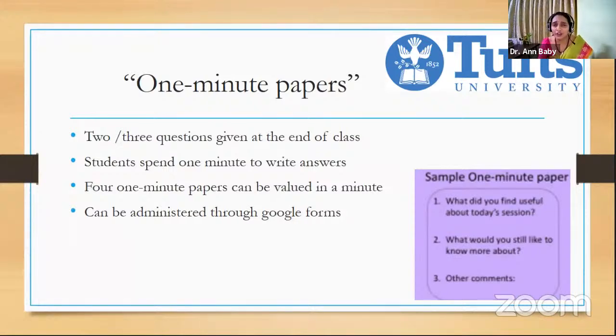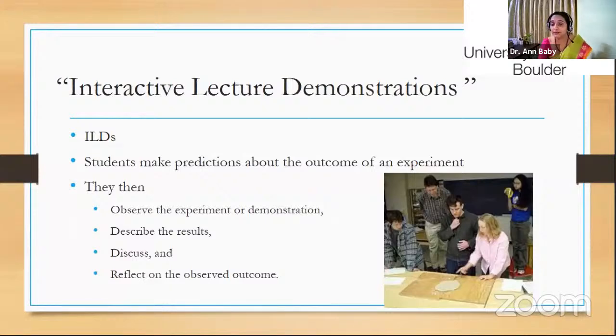If you're collecting it via paper, there has been a study that 4 1-minute papers can be valued in a minute. So if you have 40 students in the class, you just need to spend 10 minutes. And if it is through Google Forms, within a minute, you get all the answers at your fingertips. So you'll be able to know whether the student has understood the concept or not. So that is what is done in Tufts University.